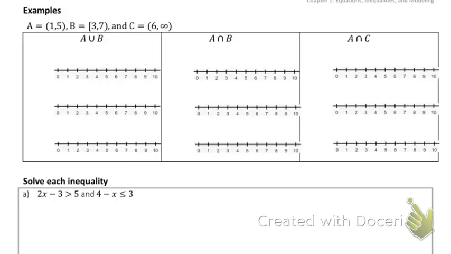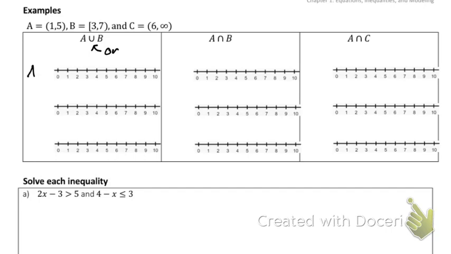All right, let's do some examples. So this is more examples with numbers. So now we have A equals 1, 5, so all the numbers between 1 and 5, not including 1 or 5. B is all the numbers between 3 and 7, including 3, but not including 7. And C is all the numbers from 6 to infinity, not including 6. So the first one we're doing is A union B. Our union is or. In other words, we're pushing the two sets together. We're listing everything that's in A, and we're going to include that with everything that's in B.